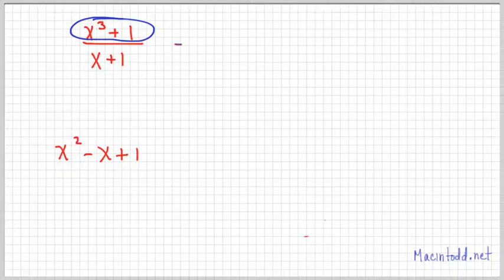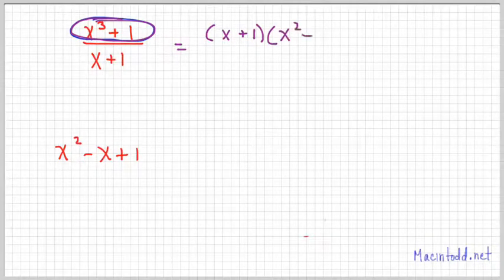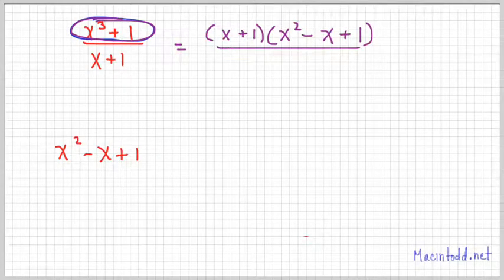If I look at the original division problem that I had, up here on top I have a sum of two cubes, and we should know how to factor that. It's a plus b, x plus 1, times x squared minus ab, or a squared, in this case x squared, minus ab, which is 1 times x, plus b squared, 1 squared, divided by x plus 1. So that's what the original problem was if I factor the numerator.